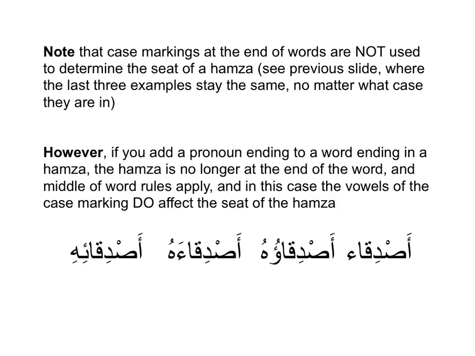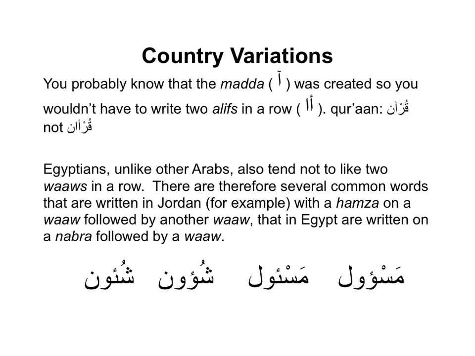One way when it has no pronoun ending and the hamza is at the end, and then 3 different ways when it does have a pronoun ending and the hamza is changing because the grammar vowels change from u to a to e. Now there's another little variation that you will notice, and this is a country variation. Just like the madda was created so that you wouldn't have 2 alephs in a row, I've given you the example of Qur'an, which could have been written Qur'an with a aleph, with a hamza on top and then an aleph, but they don't want the 2 alephs in a row, and so instead they write the madda.